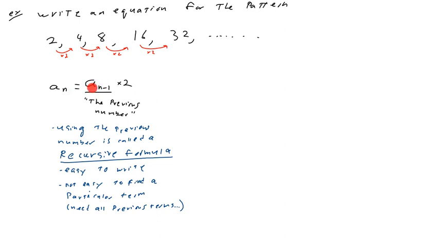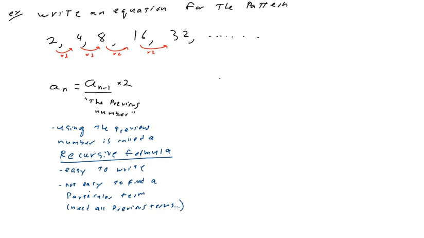For recursive formulas, they're easy to write, but they're not great if I want the 100th number. It's not easy to find a particular term. You need all the other numbers to get the next one. So I would need to go through the whole answers to find all 99 before I can get to the 100th answer. Which is not great.